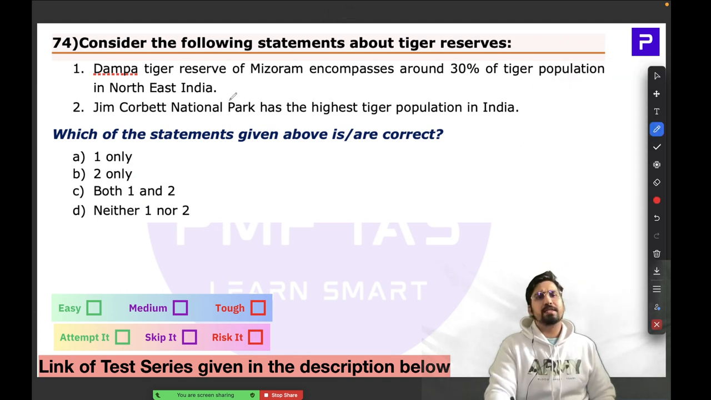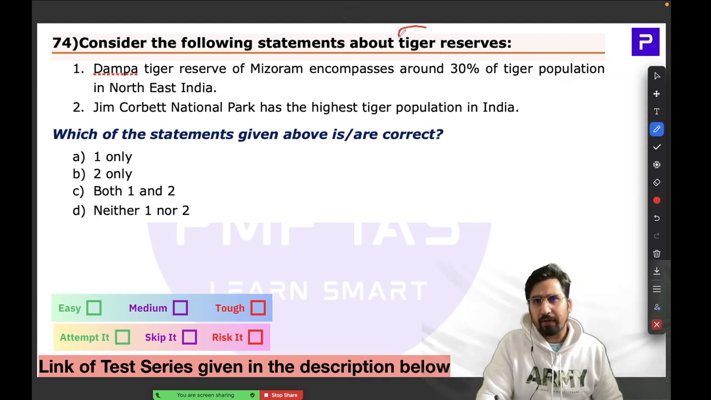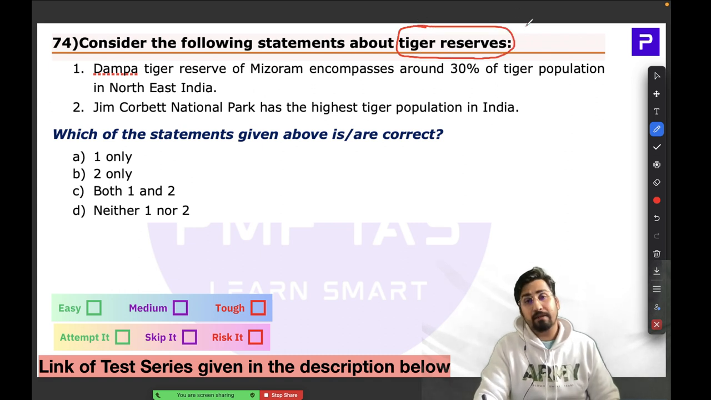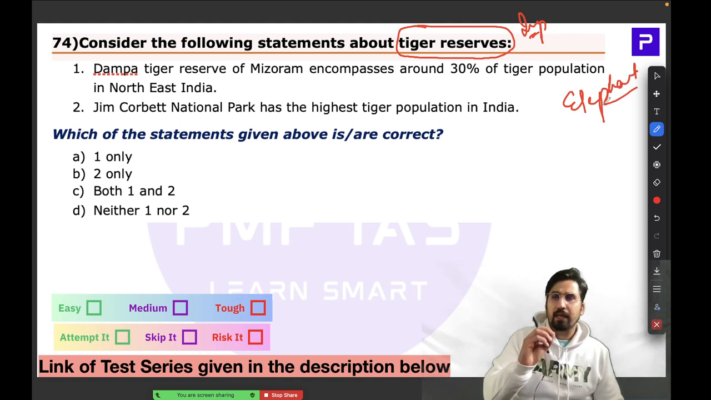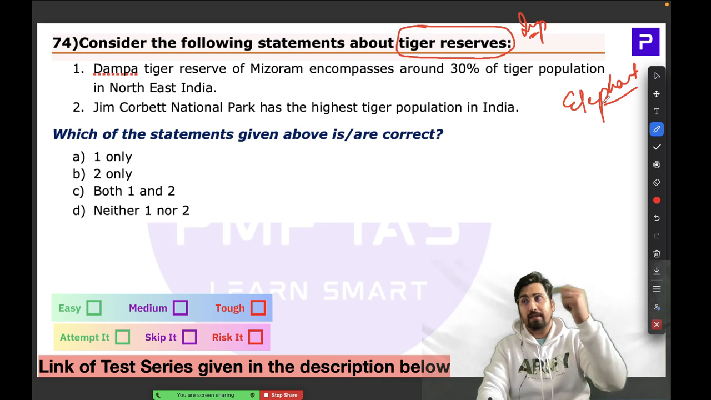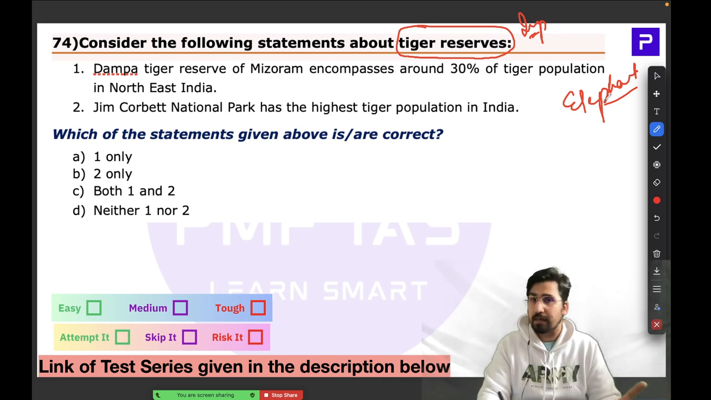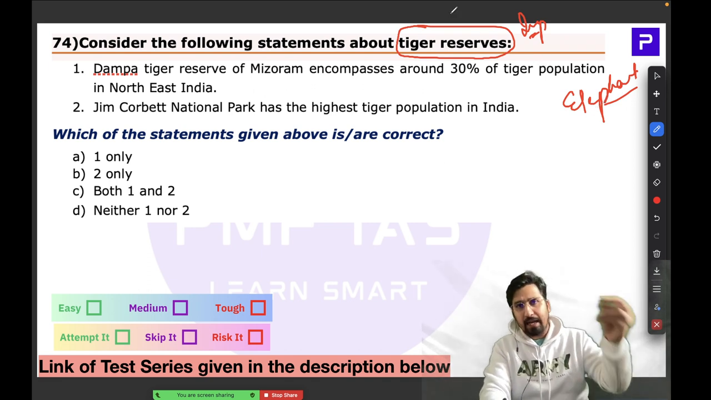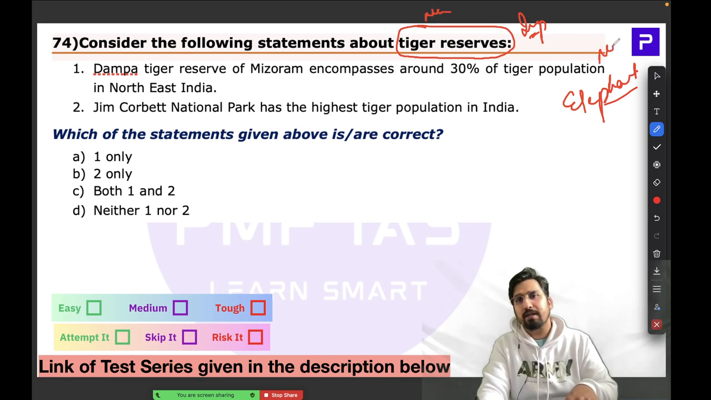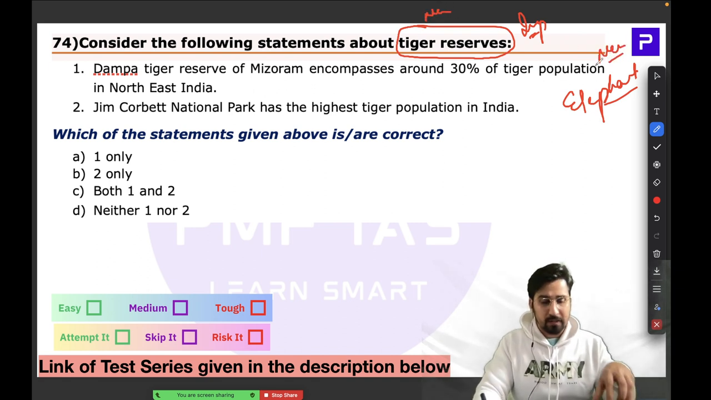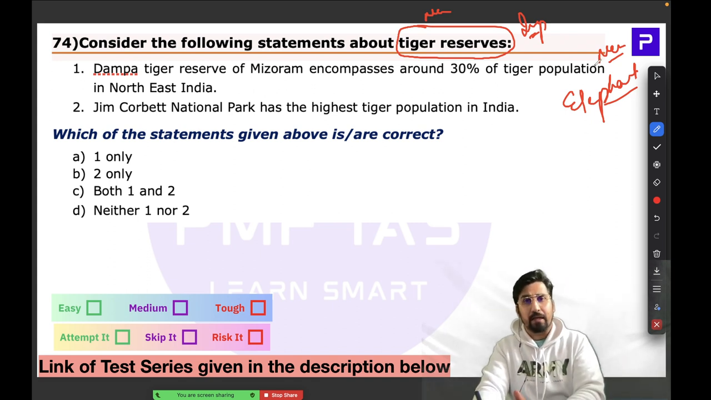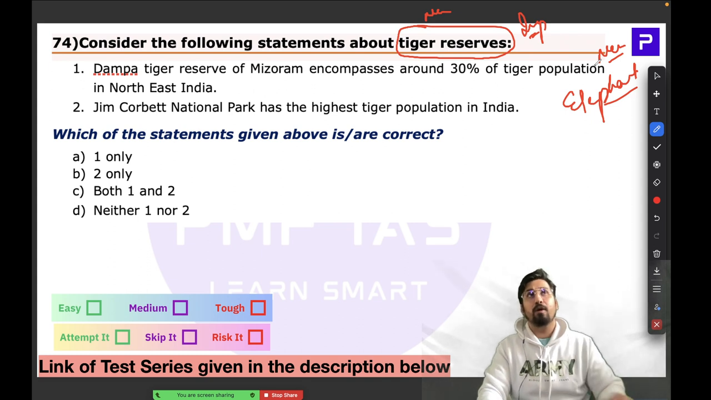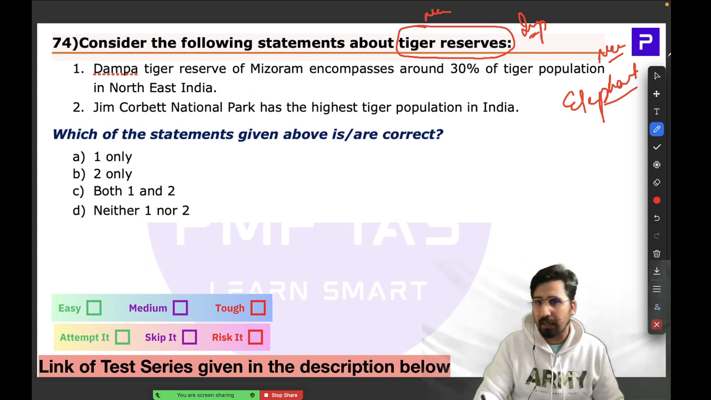Now, the next question is about the Tiger Reserves of India. Tiger Reserves, I'm recommending to you, is a very important topic, as well as Elephant Reserves. I recommend you be very careful about those Tiger Reserves and elephants which were in the news in the last one year. If there is any new Tiger Reserve or any new Elephant Reserve, please take care of that also, because Project Tiger and Project Elephant are both flagship programs of the Government of India. So every year there is a possibility of questions from these two areas, right?